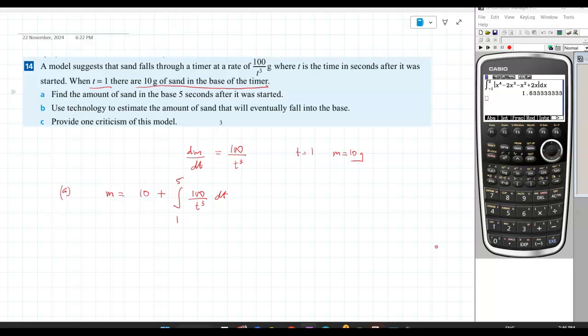If you take 0 to 5, why do you not get this? Because they've given you this. I mean, they should have said the timer started at 1. They should mention that, they should say find the amount of sand in the base between 1 and 5. But they're saying that t is the time in seconds after it was started. It doesn't say it was started at 1 second anywhere. That's why I was confused.